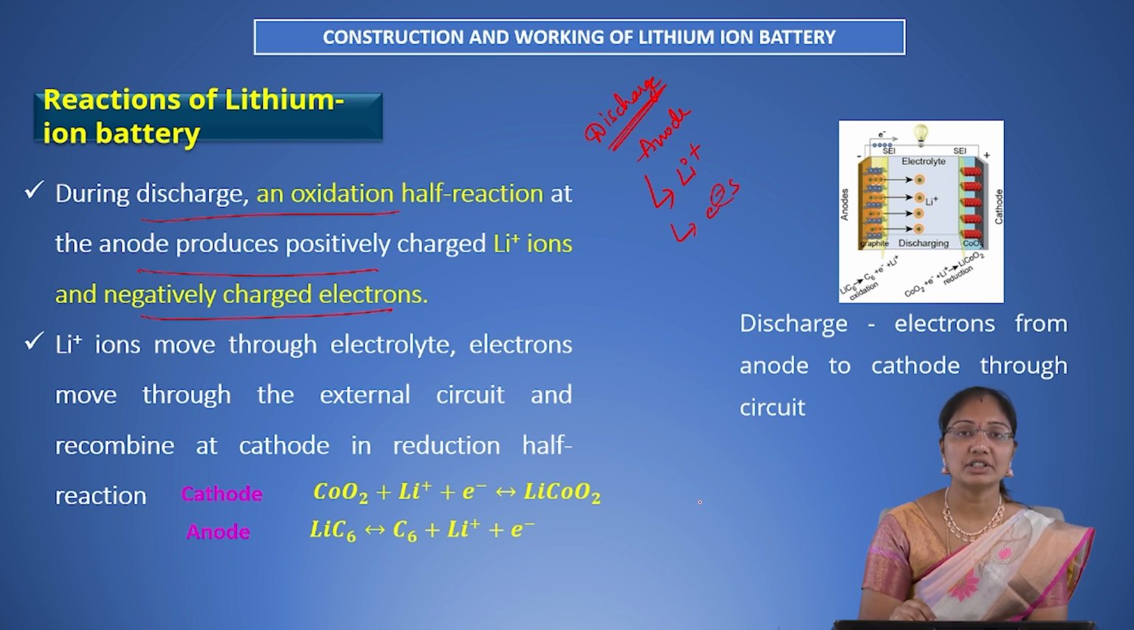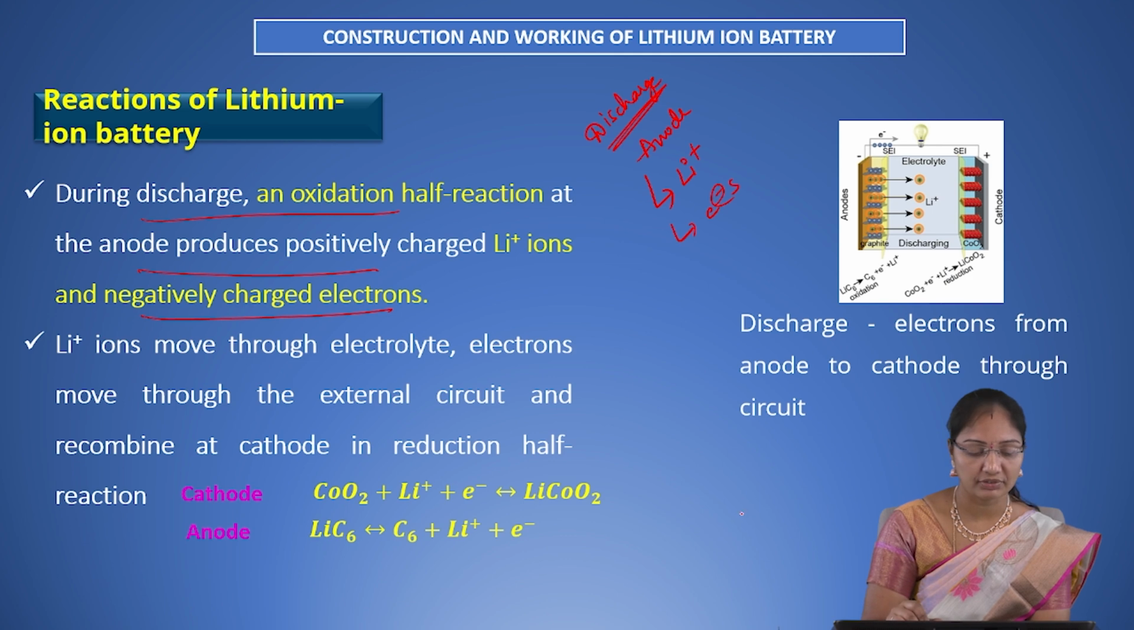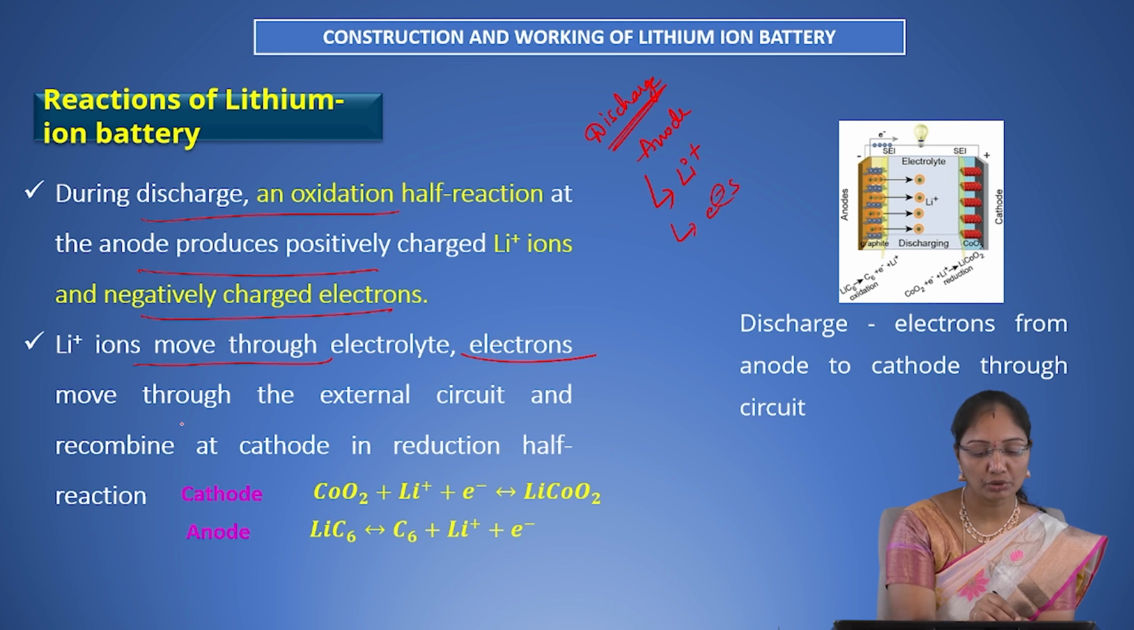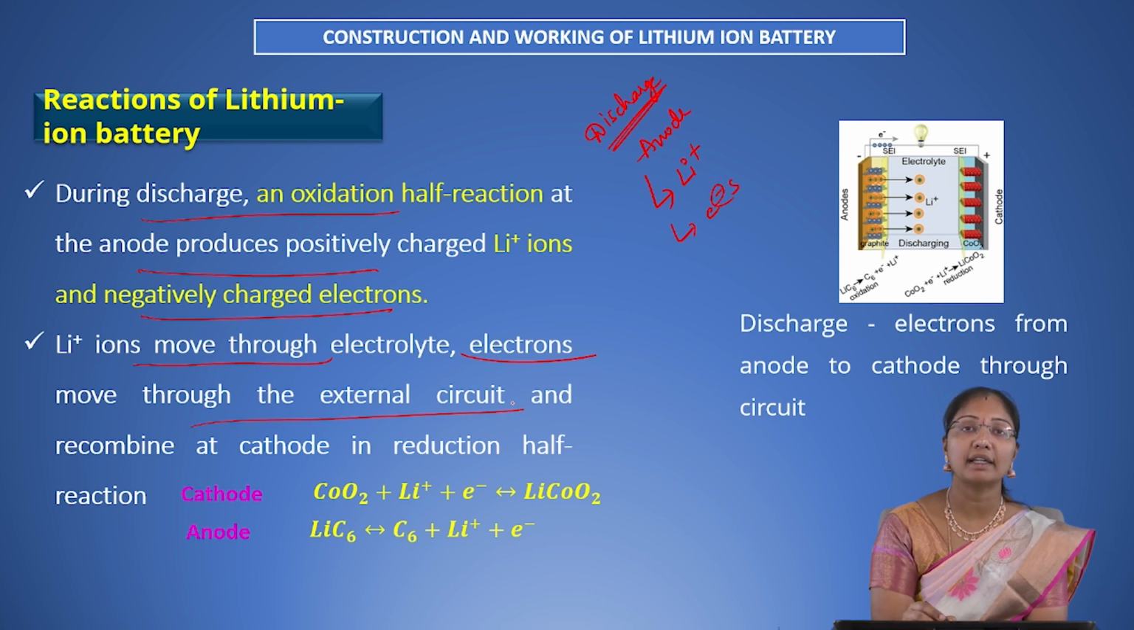So the negatively charged electrons and the positively charged lithium ions are produced due to the oxidation half cell reaction at the anode during the discharging process. The lithium ions thus produced move through the electrolyte. These electrons move through the external circuit and recombine at the cathode.